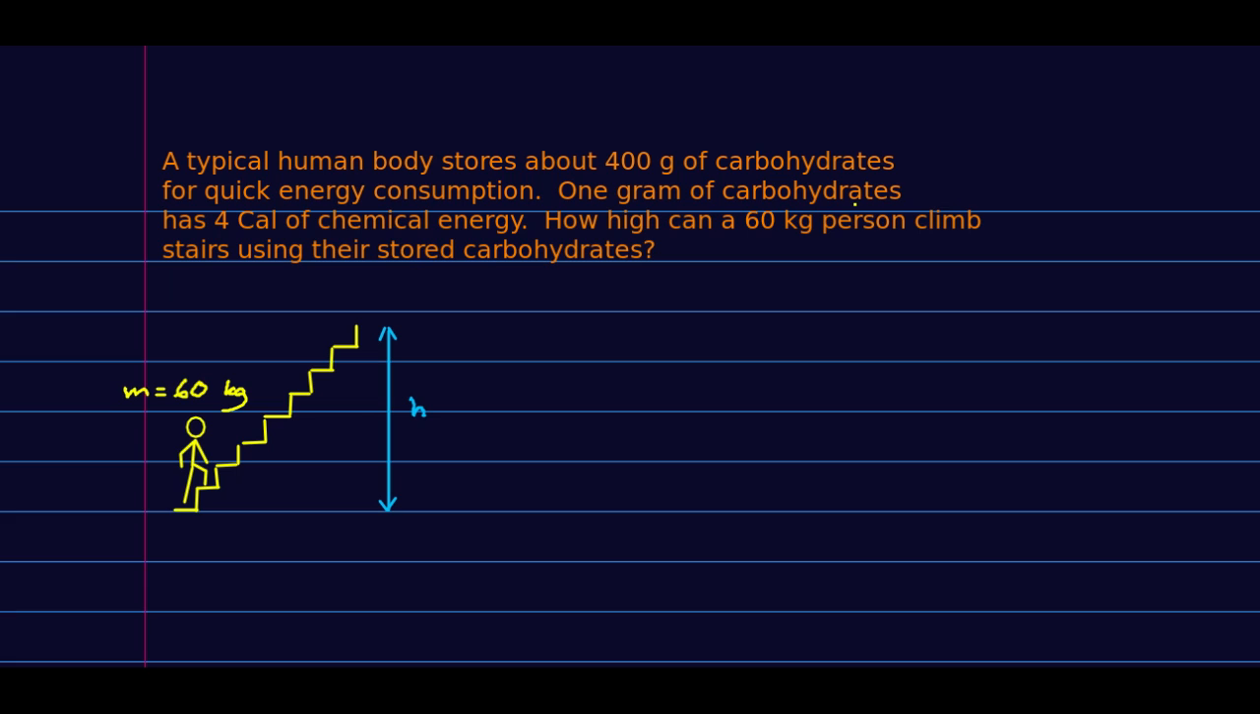I said that the body stores some of its energy as ATP and some as fat, but most of the short-term storage is done as carbohydrates. The ATP is for immediate use. The carbohydrates are the short-term storage and the fat is the long-term storage. A typical healthy adult stores around 400 grams of carbohydrates. So let's see how high you could climb if you were to convert all of those carbohydrates.